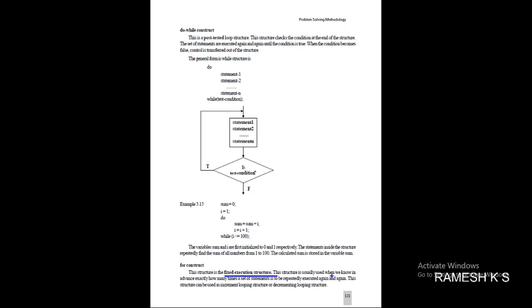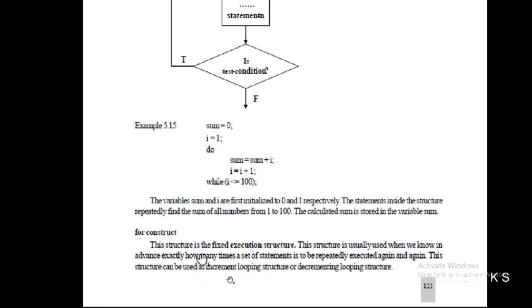This structure is usually used when we know in advance exactly how many times a set of statements is repeatedly executed. That means we can easily predict how many times it will be executed. In such situations we use this construct. The structure can be used as an increment looping construct or a decrement looping construct.